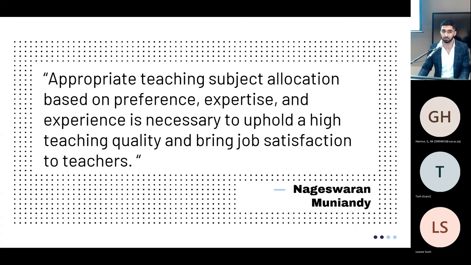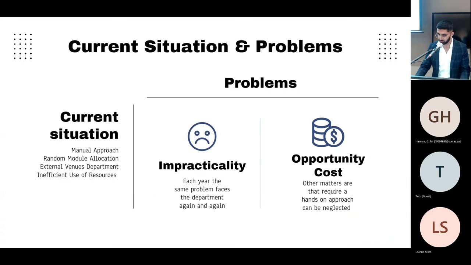And we can look at this quote here, which I found in the literature, which says appropriate teaching subject allocation based on preference, expertise, and experience is necessary to uphold a high teaching quality and bring job satisfaction to teachers. Now, obviously, we aren't saying that the level of teaching is bad, but we are trying to raise it and be at its best.